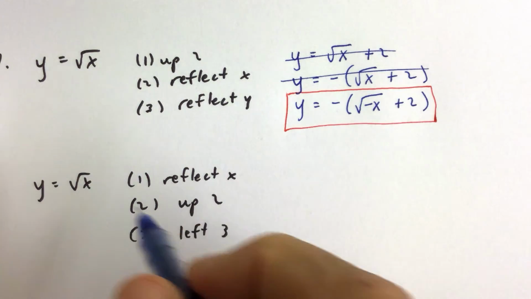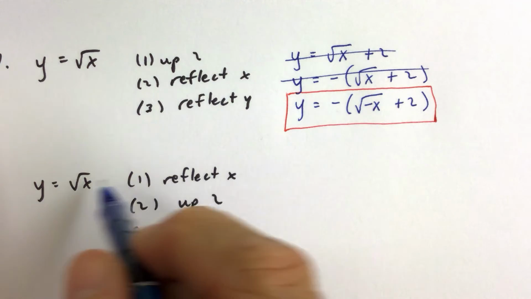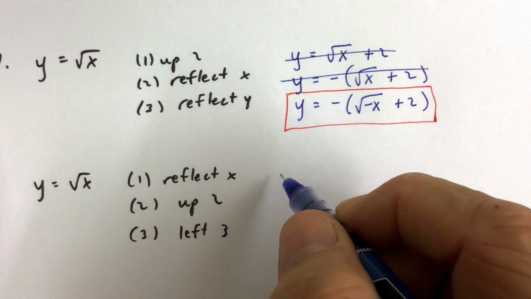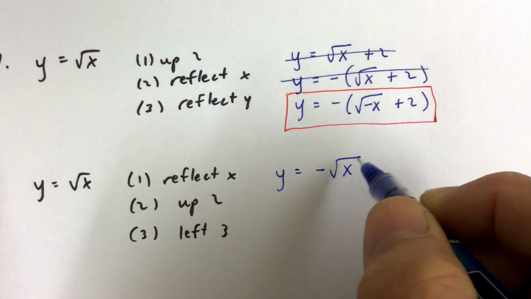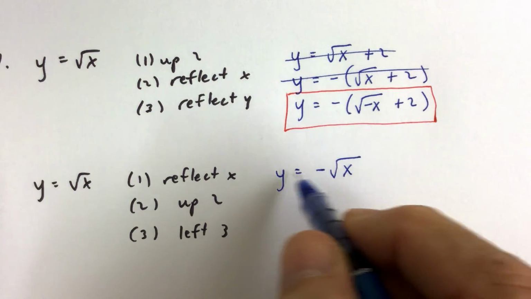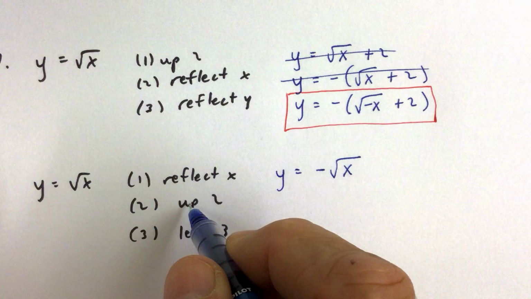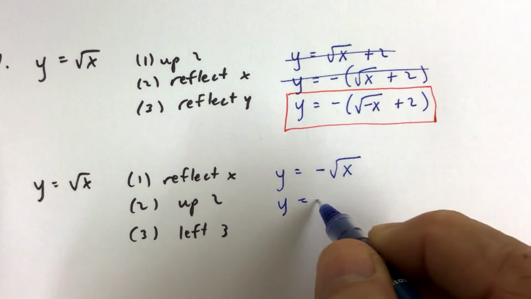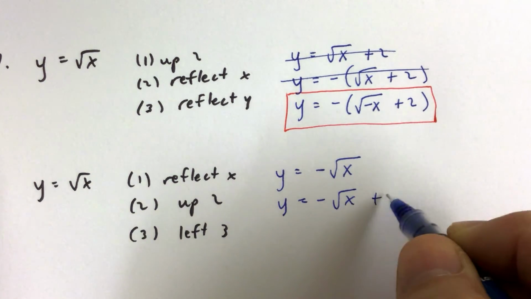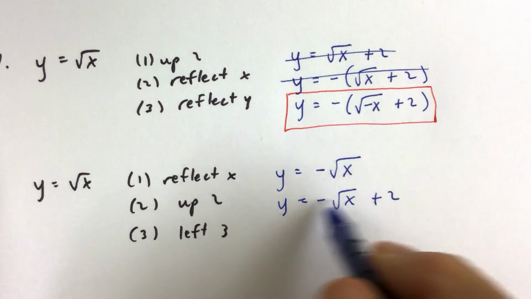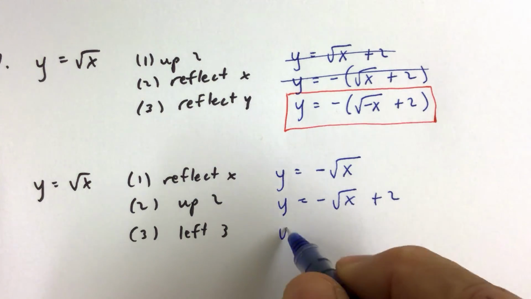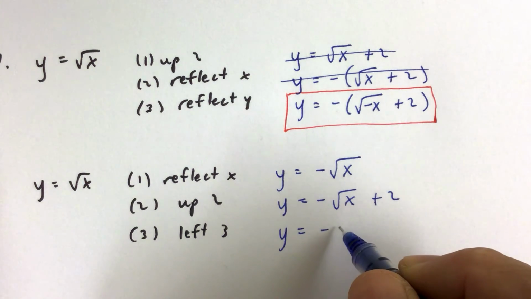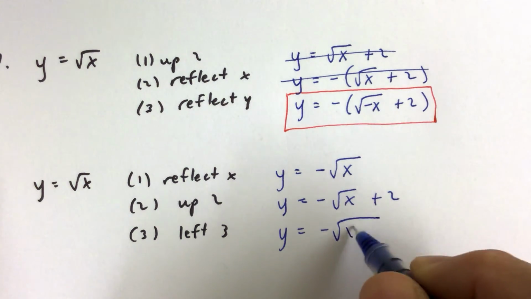Y equals radical x, if we take that graph and reflect it about the x-axis, we would get y equals the opposite of radical x. Okay. Then if we take the opposite of radical x and move it up 2, then we have the opposite of radical x plus 2. And if we took that function and moved it left 3, then we know that we're going to replace x with x plus 3.